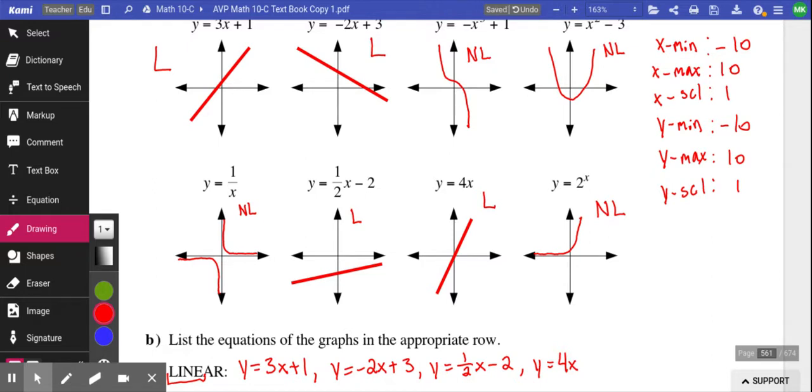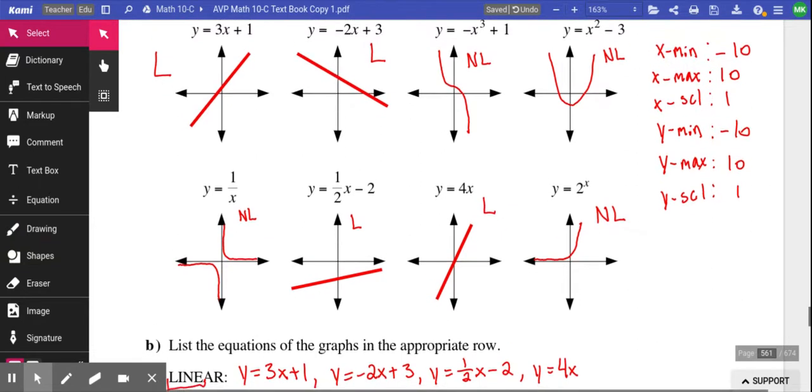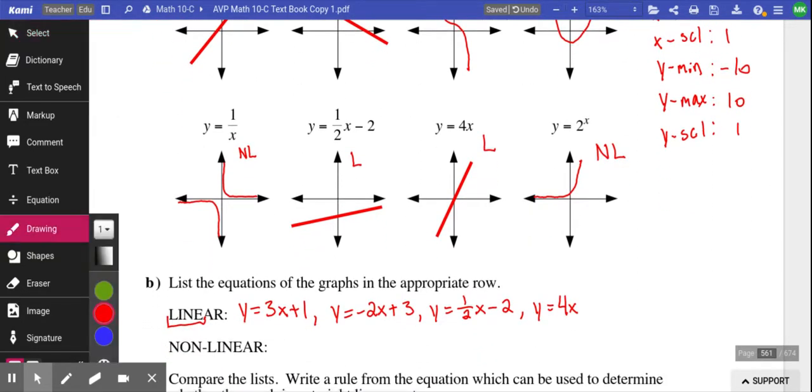The second part of this question says to state all the nonlinear lines. So the nonlinear lines were the ones we already listed, which is y equals -x cubed plus 1. The other one is y equals x squared minus 3, I believe. The other nonlinear was y equals 1/x. And the last linear equation is y equals 2x.